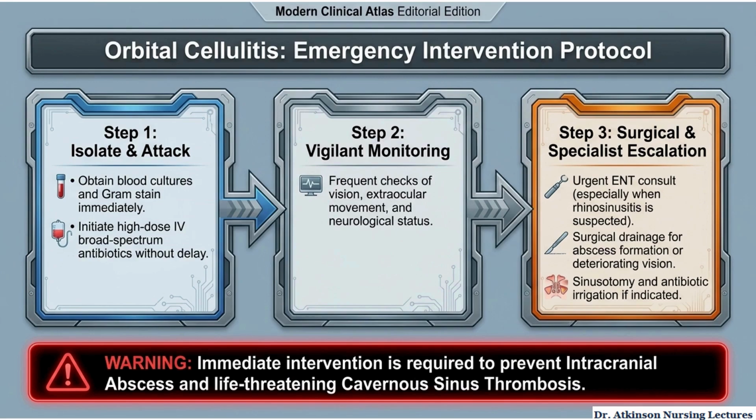Step 2. Vigilant monitoring. Frequent reassessment of vision, eye movement, and neurological signs. You are watching for deterioration that signals progression toward intracranial spread. If vision is worsening, if motility is declining, if new neurological signs emerge, escalate now.